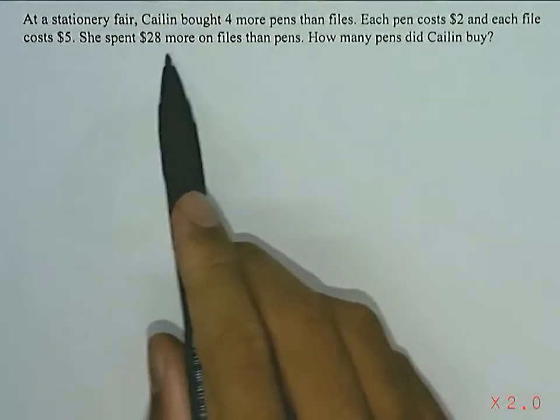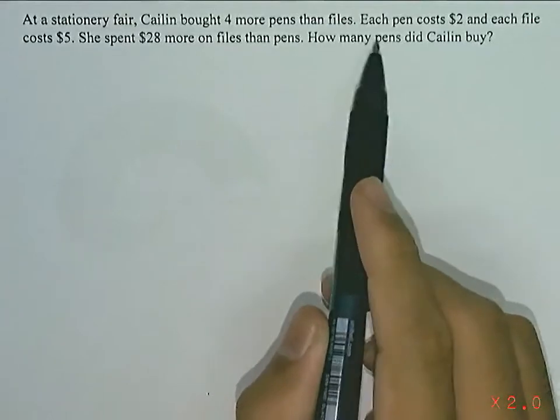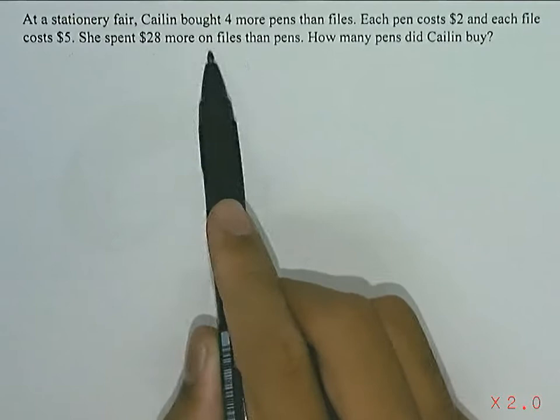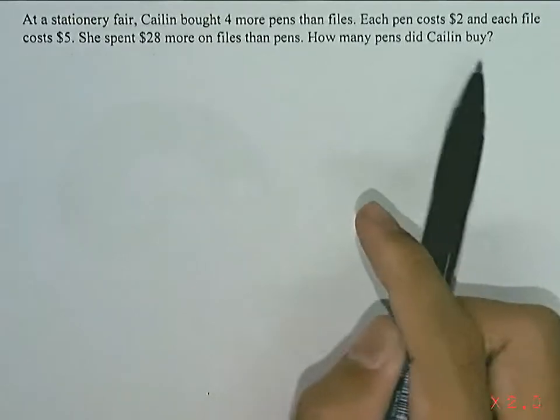So at the stationery fair, Kaylin bought 4 more pens than files. Each pen cost $2 and each file cost $5. She spent $28 more on files than pens. How many pens did Kaylin buy?